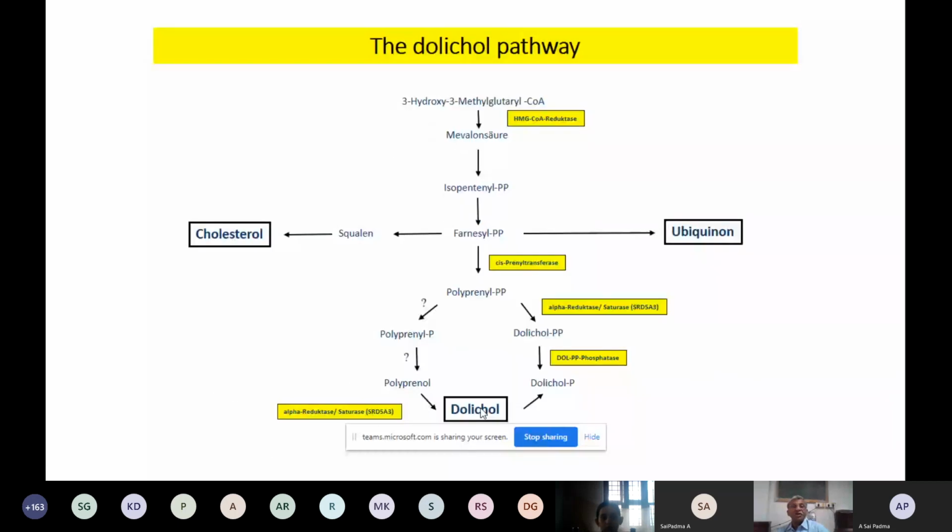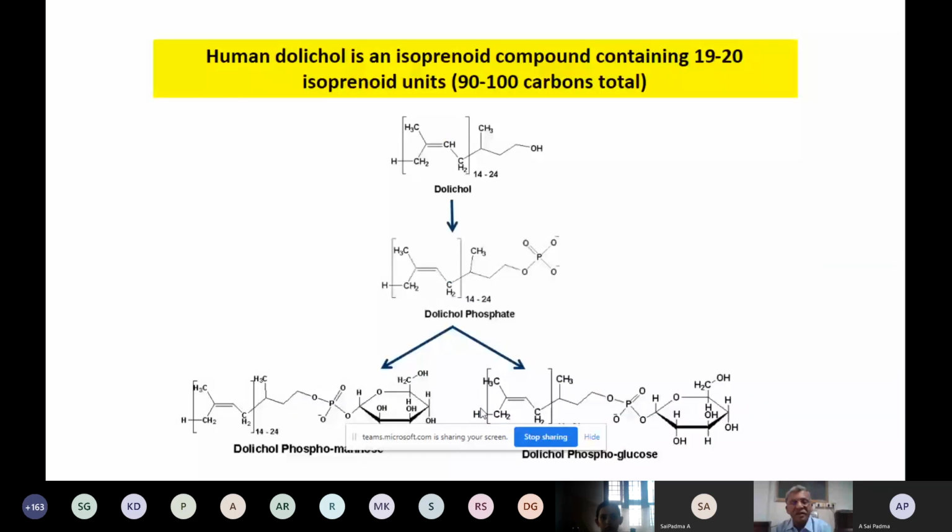The human dolichol is an isoprenoid consisting of 19 to 20 isoprenoid units and about 90 to 100 carbon atoms in total. This is what can bind to free glucose or free mannose, thereby forming dolichol phosphoglucose or dolichol phosphomannose.